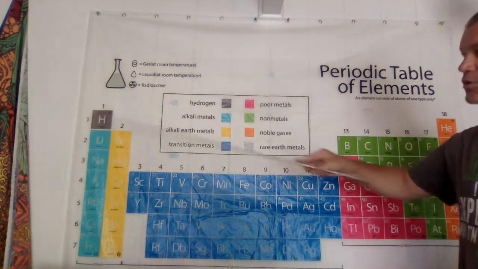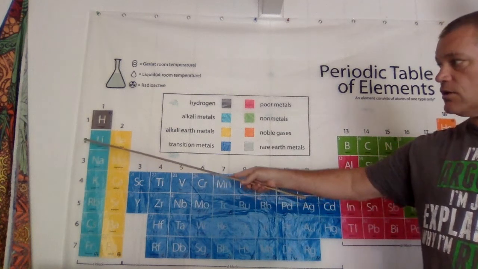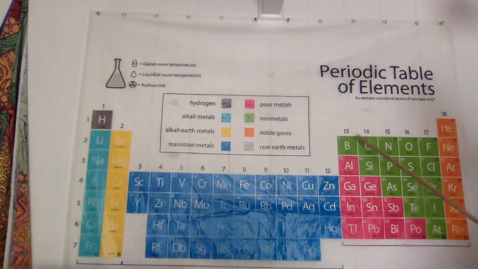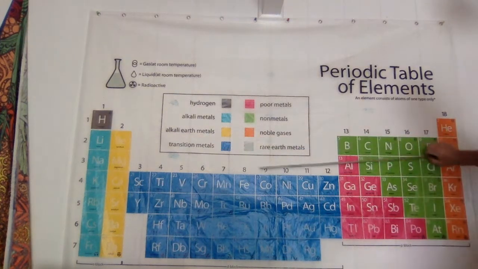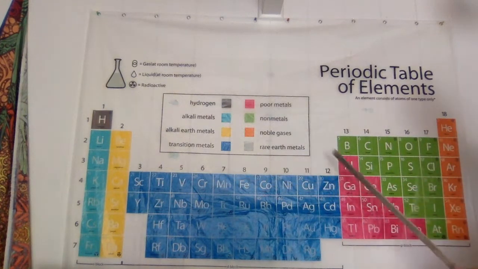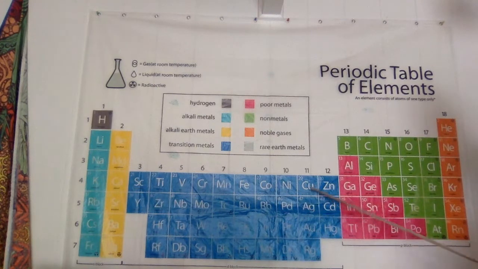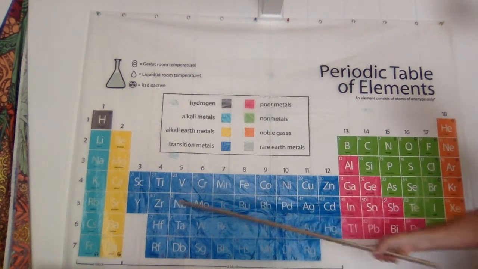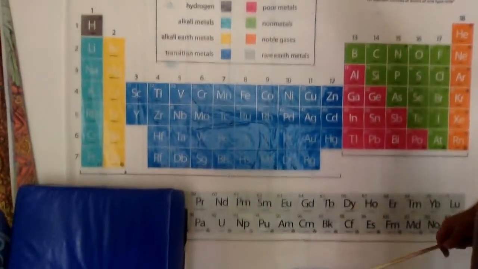The first shell can hold how many, Zaylin? 2. How many can fit in the second shell? 8. How many can fit in the third shell? 8. Right? How many can fit in the fourth shell? 18. Right? In the fifth shell. And now the 6th shell, you actually have to add up these down here.